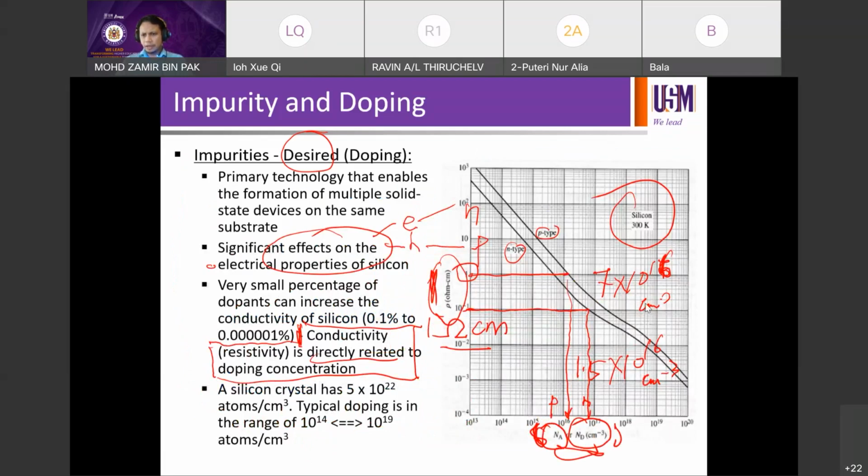Lightly doped is how much? Lightly doped is typically around 10^13, 10^14, 10^15. You can still say lightly doped. 13 to 15 typically. If you go below 13, it's almost intrinsic. It's not exactly intrinsic, but it's almost intrinsic. And if you measure the resistivity, it's going to be very, very high because it's almost undoped, because undoped is 10^10.